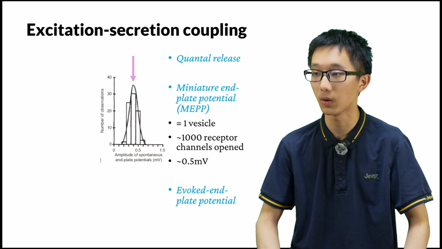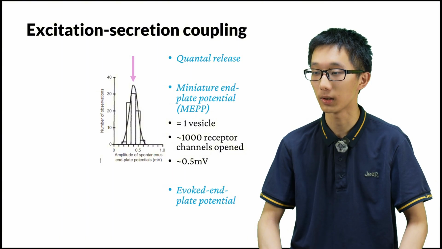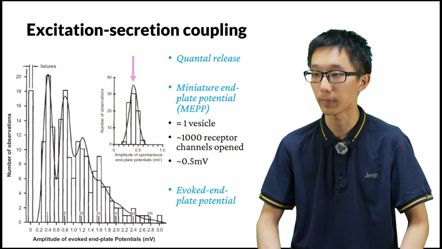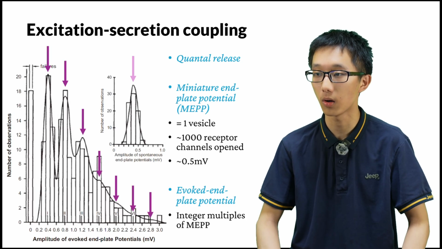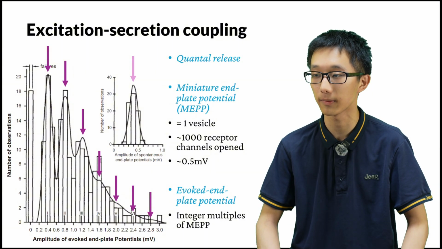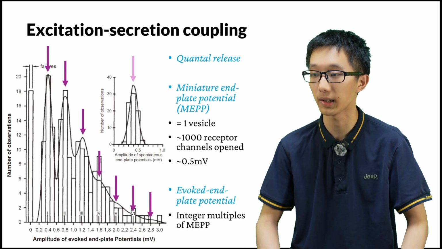Another evidence is evoked end plate potential. If we artificially give the presynaptic neuron a stimulus, then we can evoke an end plate potential in the postsynaptic muscle cell. The evoked end plate potential is usually always an integer multiple of the miniature end plate potential. If the evoked end plate potential is 1 times MEPP, then 1 vesicle is released. If it is 2 times, then 2 vesicles are released. If it is 3 times, then 3 vesicles are released. This shows that neurotransmitter release is also measured using quanta, using the number of vesicles, rather than using a specific amount of matter.